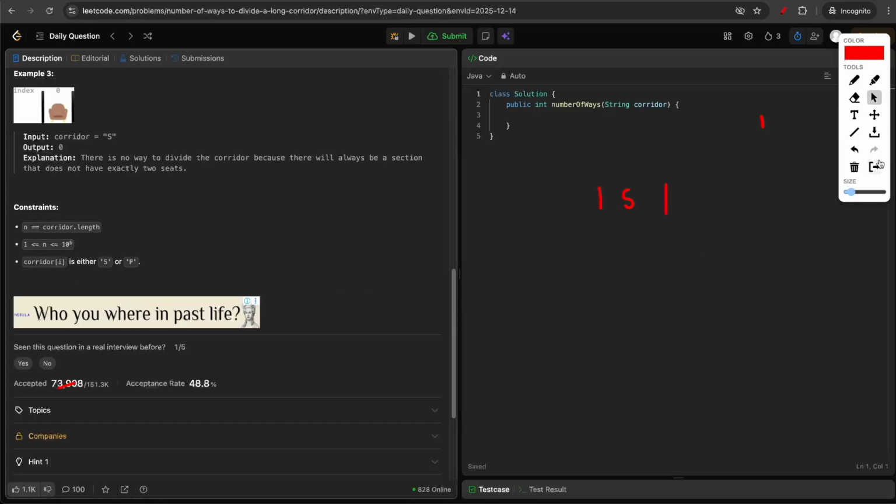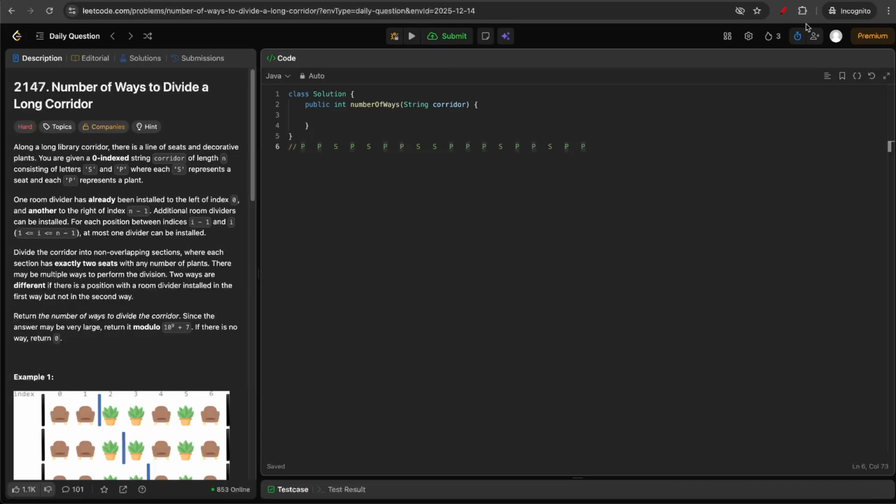Coming to the constraints, the array size, the string size will be n, and n can be up to 10 power 5, and it will contain only S or P. Now let's go with the approach.